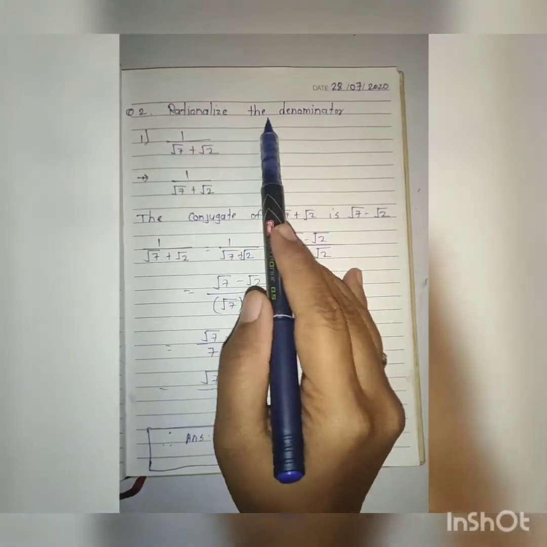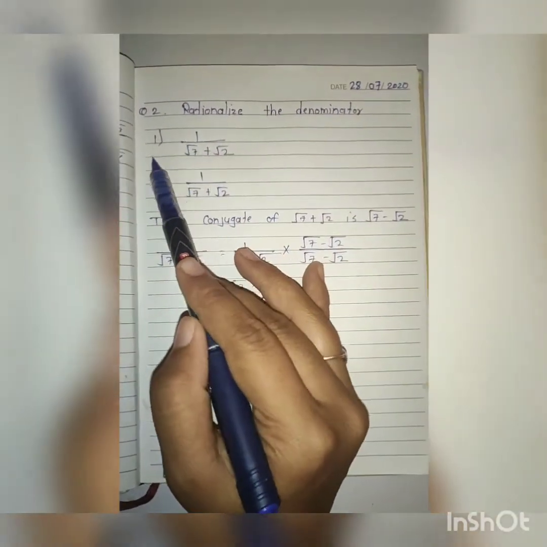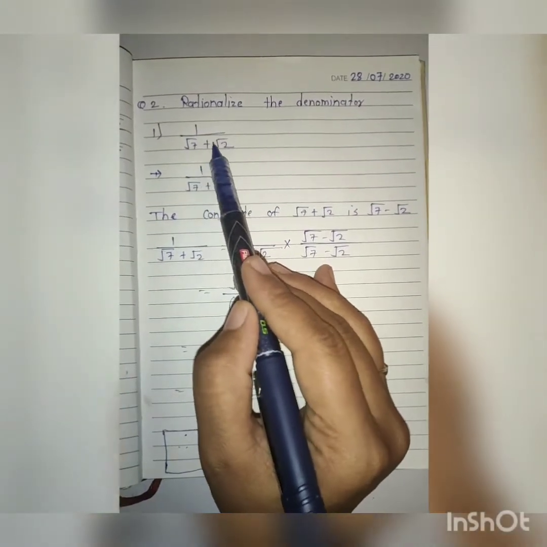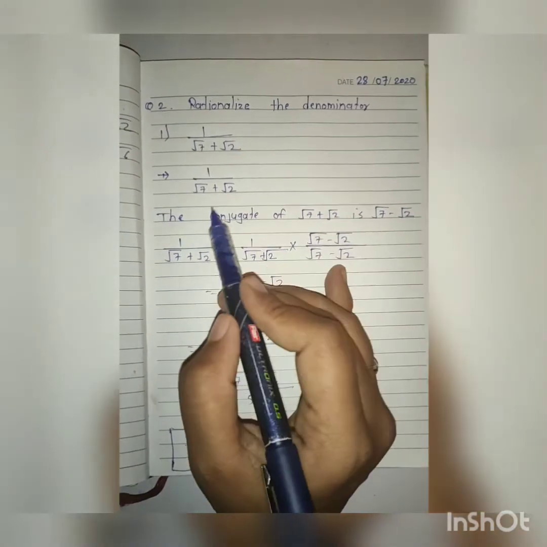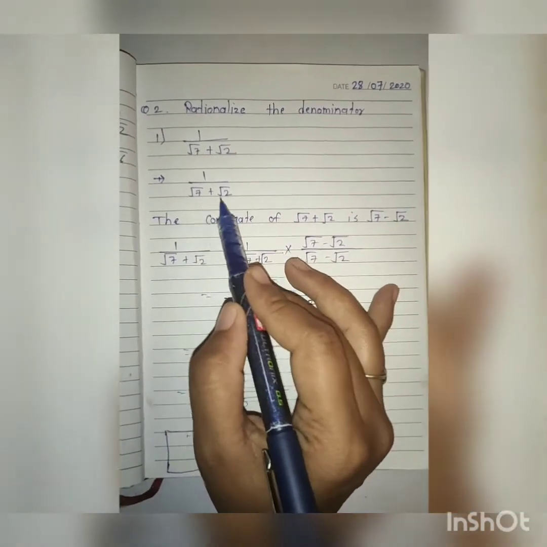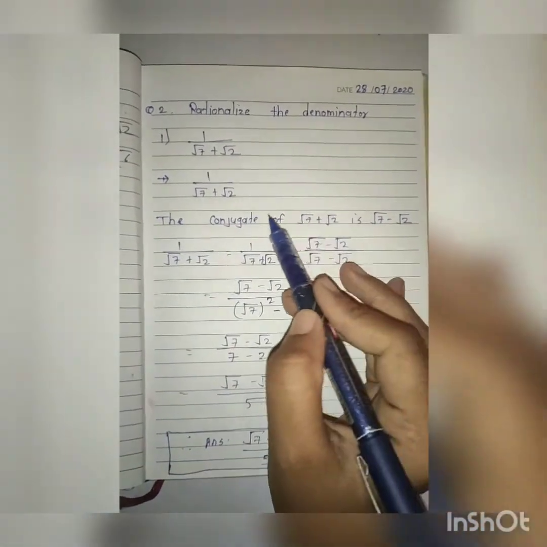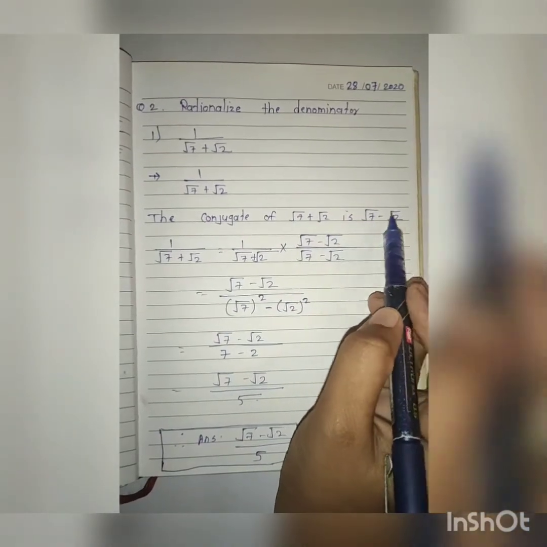Question number 2, rationalize the denominator. Our first question is 1 upon root 7 plus root 2. This is the question, so write down the question. Now the conjugate of root 7 plus root 2 is root 7 minus root 2.